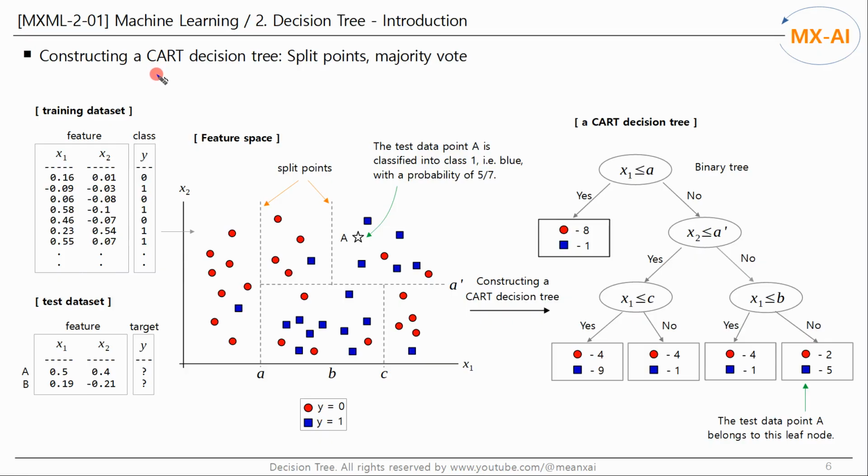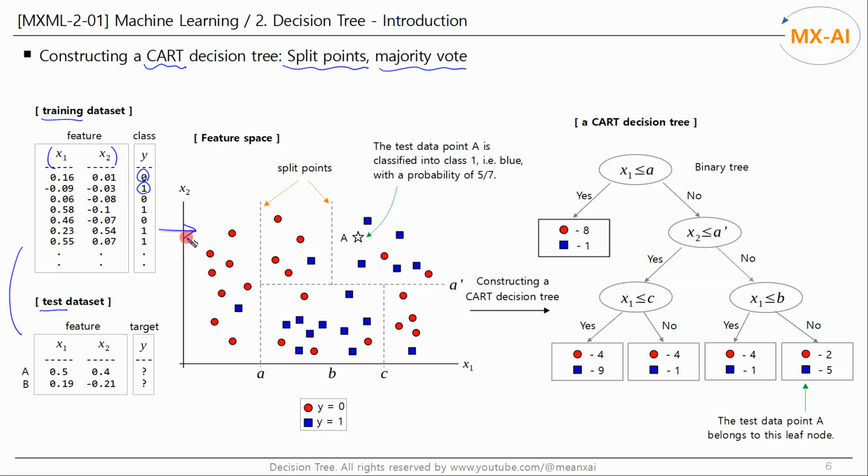Next, let's look at how to construct a CART decision tree, the concept of split points, and majority voting through another example. This time, we will be using this data set. The training and test data sets are as follows. This dataset has 2 features, x1 and x2. The target class y consists of 0 and 1.